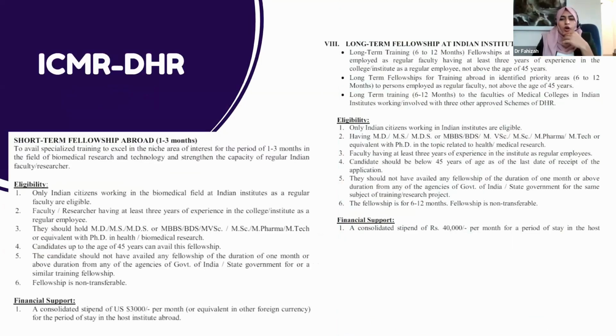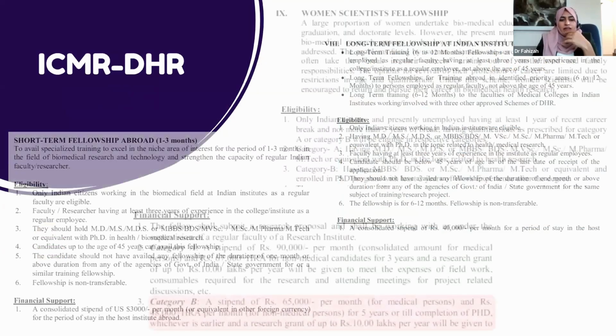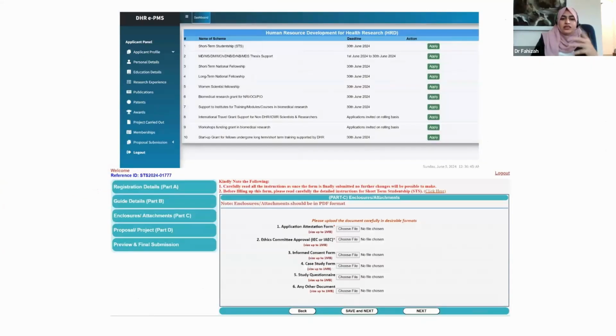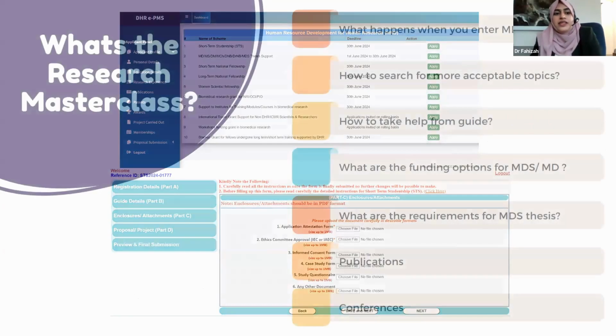Then, as I spoke about long-term and short-term fellowships and the women scientist fellowship, this was one of the biggest ones I found, because I really felt that as BDS graduates, if we can finish and join this fellowship, up to 65,000 per month and 10 lakhs per year for your research is given. Yeah, this is how the studentship has to be uploaded on the ICMR website.